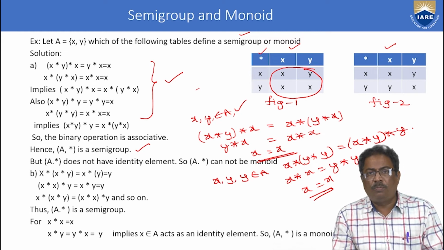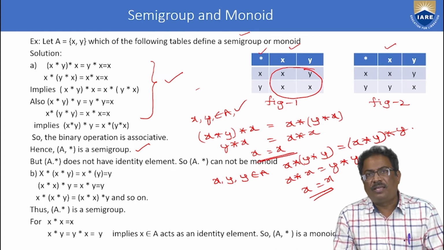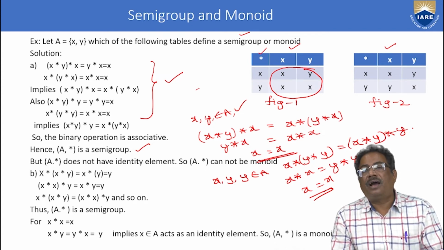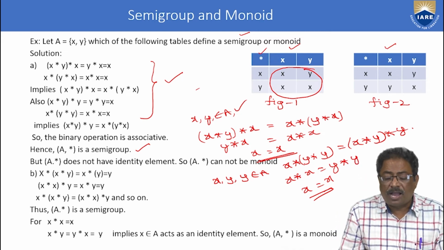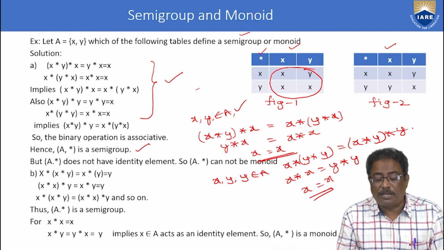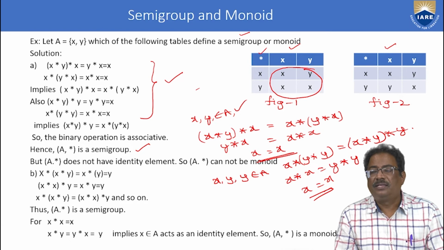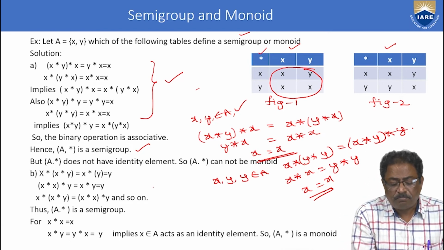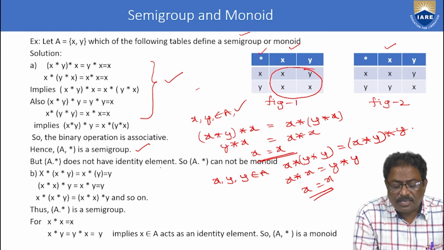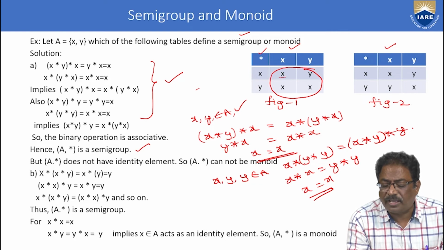So it is a semigroup, and two conditions are already satisfied. Now we have to verify whether it has an identity element or not. Identity element means if you multiply any number with that element, we get the same number. See here, x star x is equal to x, and next x star y, I am going to get y for the first row.